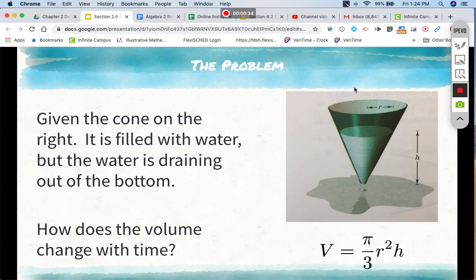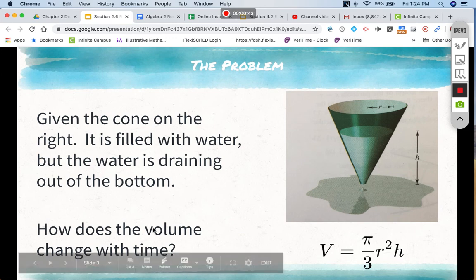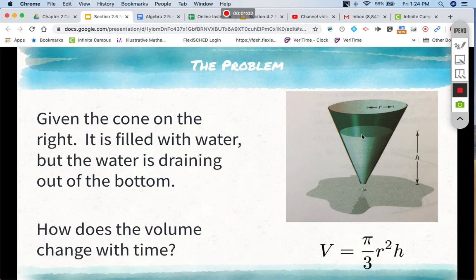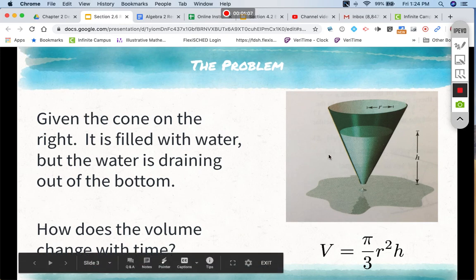So we're going to start with a cone. We have this cone filled with water draining out at the bottom. And we want to know, how does the volume change with time? We have the formula. If you don't remember it, fortunately I have it here. The volume of a cone is pi over 3 times r squared times h, where r is the radius of the base of the cone, and the height is the altitude of the cone. So we will use that formula to go through here.